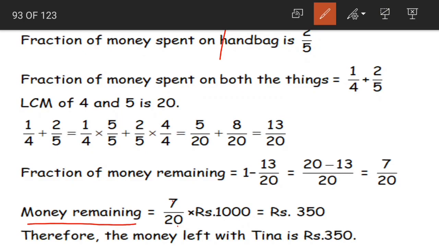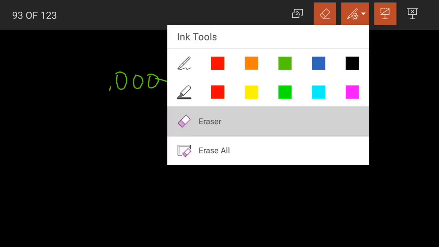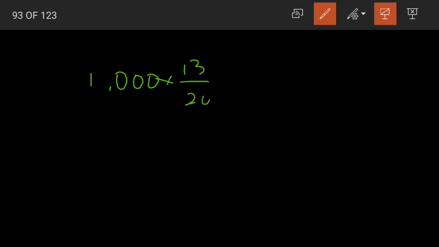Money remaining is 7 by 20 into 1000. Sorry, I thought that this was 10,000. So we got 3,500 as our answer. But if we take 1000, the answer will be 350, children. Now another way to find this out would be, the total amount is 1000, right? So 1000 into 13 by 20. 20 ones are 20, 50s are.